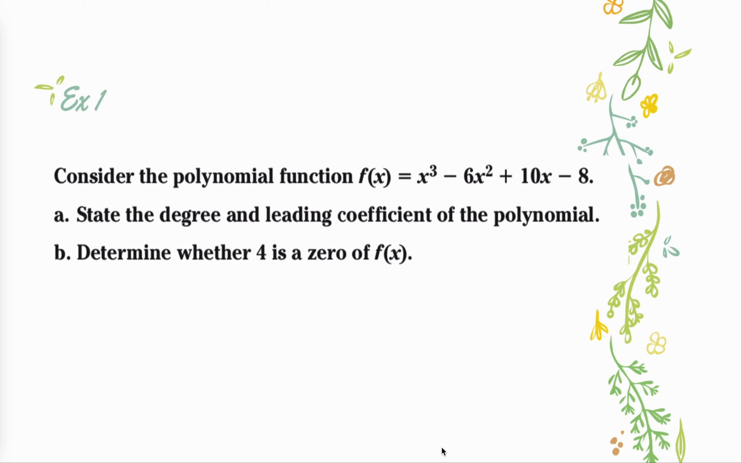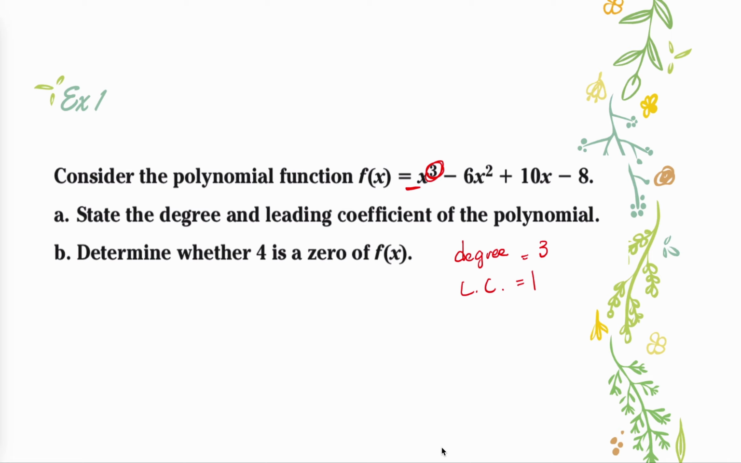Consider the polynomial function f of x equals x cubed minus 6x squared plus 10x minus 8. State the degree and leading coefficient of the polynomial. Your degree is going to be the biggest exponent, which is 3. And the leading coefficient is going to be the coefficient on that highest power of x, which in this case is 1.